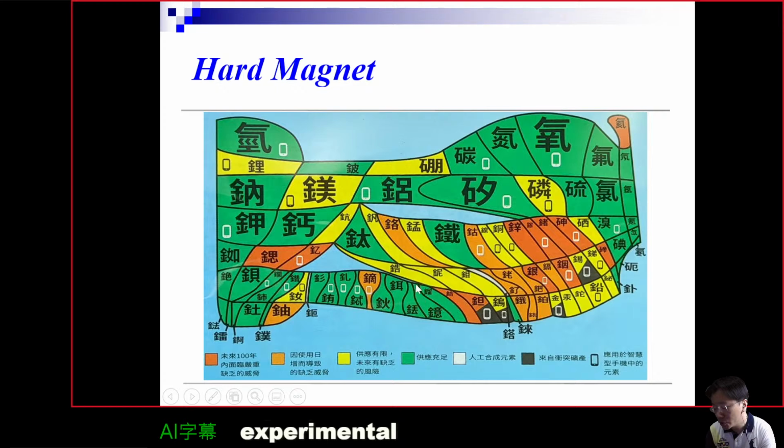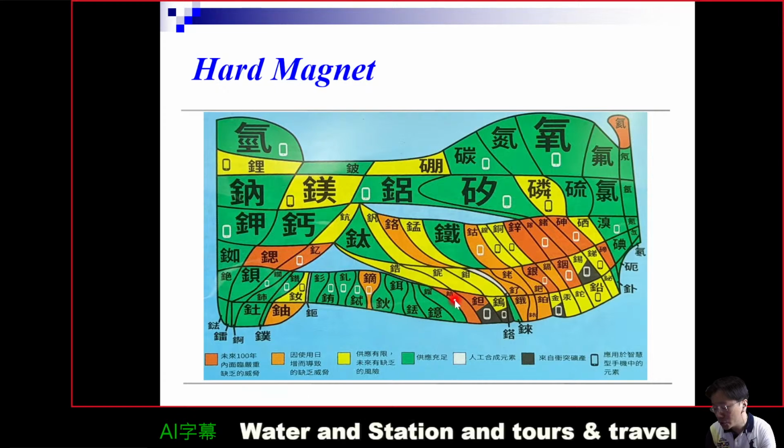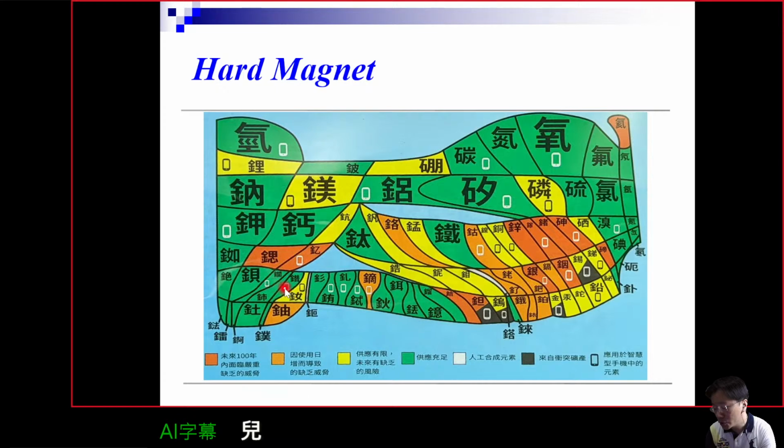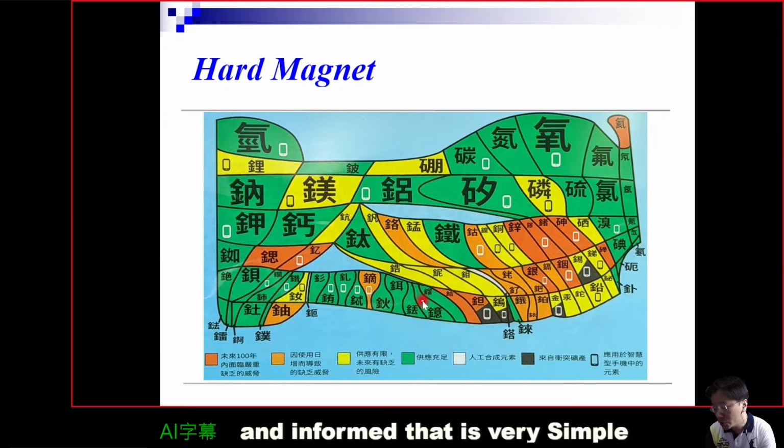So rare earth is not really rare. I think we call it rare because the elements have very similar chemical properties. So if we want to separate the individual elements from the earth, it is very difficult. So that's the reason we call these elements rare.